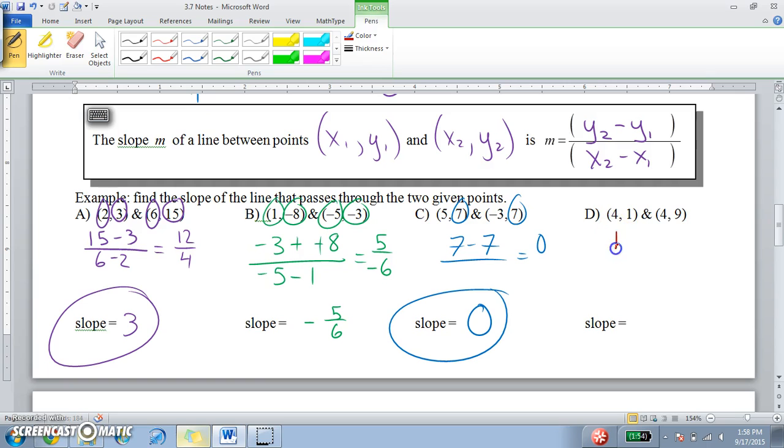Last one, I've got 1 and 9, so 9 minus 1 for the y-coordinates over the x-coordinates, 4 minus 4. 9 minus 1 is 8, 4 minus 4 is 0, but we cannot divide by 0. That's not allowed. So this is actually a vertical line, and the slope is undefined.